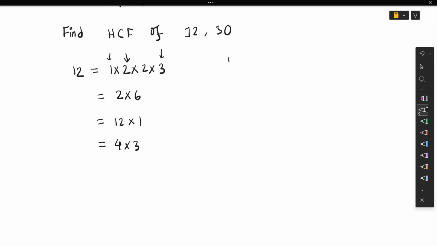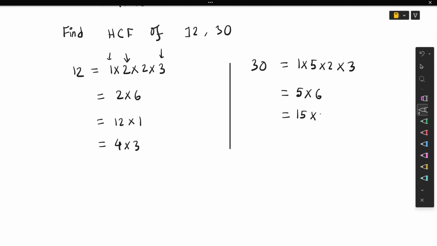Okay. Similarly, for 30, what do you have? For 30, you can write 1 times 5 times 2 times 3. So you have 5 times 6, or 15 times 2, or 10 times 3. I'm not writing 1 anymore, as it is common for every scenario.